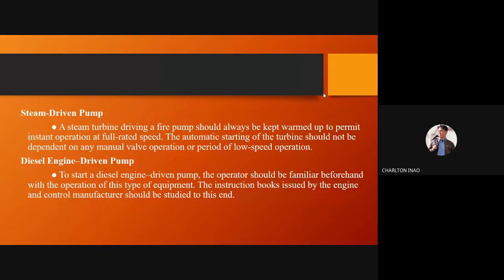Steam driven pump. A steam turbine driven fire pump should always be kept warm to permit instant operation at full rated speed. Automatic starting of the turbine should not be dependent on any manual valve operation or period of low speed operation. Next is diesel engine driven pump. To start an engine driven pump, the operator should be familiar beforehand with the operation of this type of equipment. The instruction books issued by the engine and control manufacturer should be studied to this end.